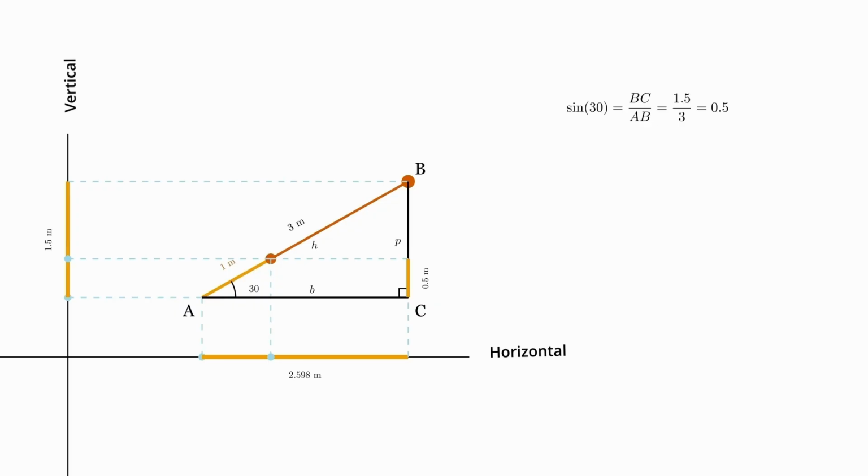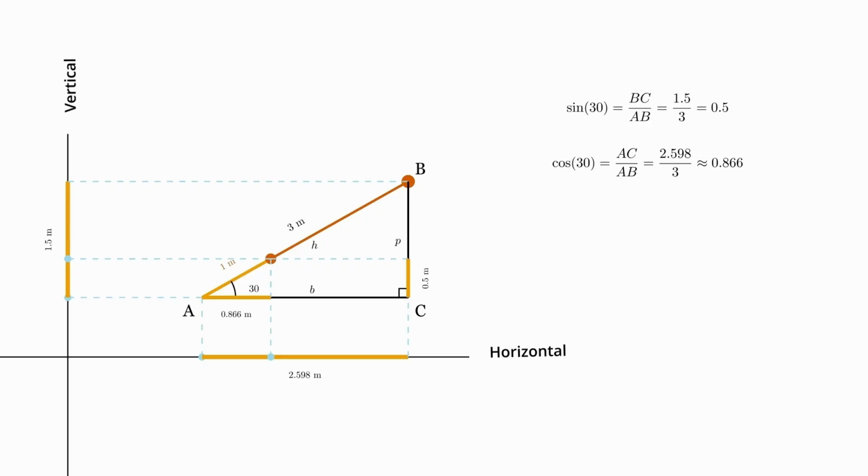Now let's understand cosine. For 30 degrees, the base is AC and the hypotenuse is AB. So, cosine 30 degrees equals AC divided by AB. This tells us how much horizontal distance is produced per meter of motion along AB. So physically, cosine represents horizontal distance covered per meter of hypotenuse.